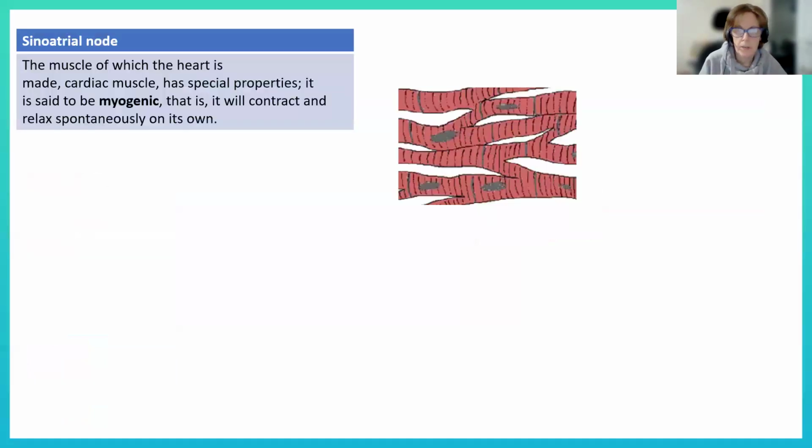So this sinoatrial node is the specialized cells that are in the right atrium, and it has special properties that can begin this contraction, this wave of depolarization across the atria. And the word that is used to describe the fact that it's specialized and it can depolarize and it can initiate heart contraction is myogenic. So the heart is said to be myogenic. This tissue is said to be myogenic.